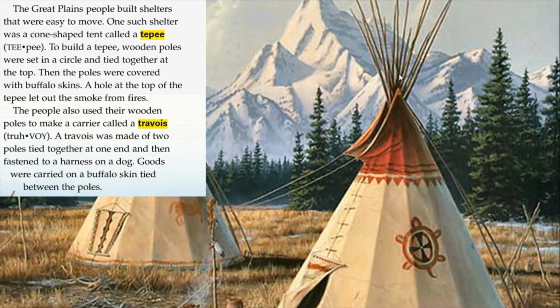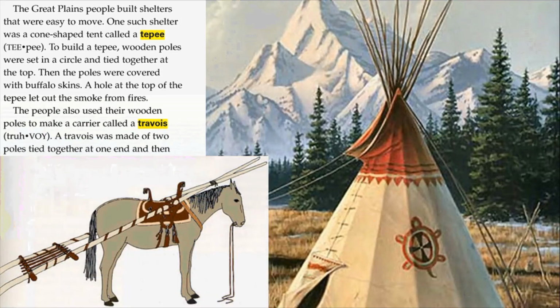The people also carried their wooden poles to make a carrier called a travois. A travois was made of two poles tied together at one end and then fastened to a harness on a dog or a horse. Goods were carried on a buffalo skin tied between the poles. So you can see here they have two of the poles from the teepee that they've attached to a harness. And then they took either the buffalo skin or they would use different types of ropes to carry the different items. So they built the teepees, and then when it was time to move, they would use travois to carry items and carry their homes to the next place they were going to live.